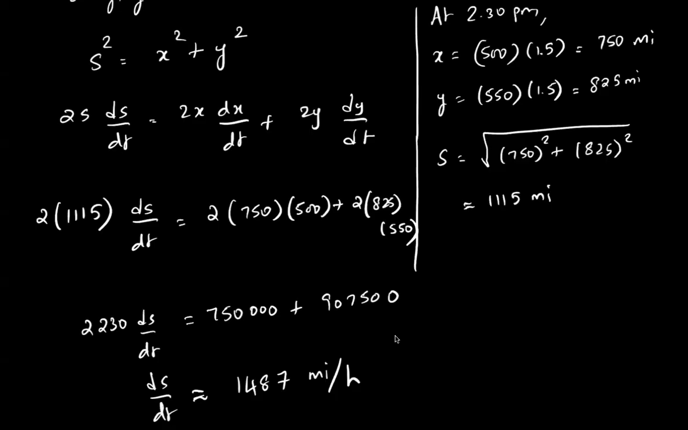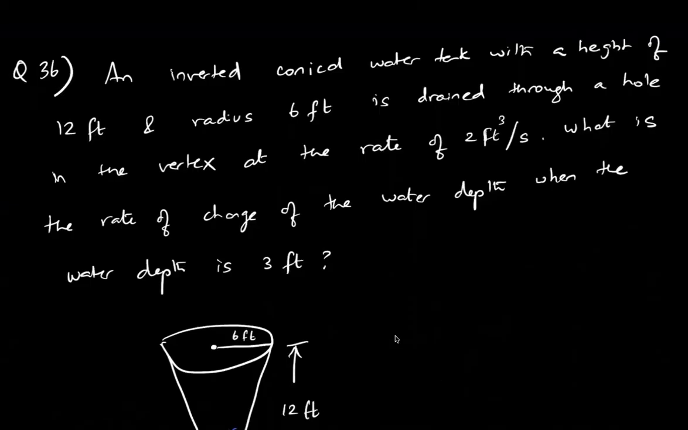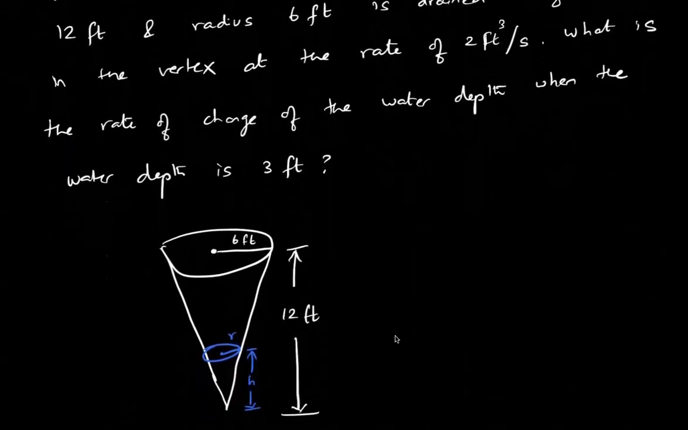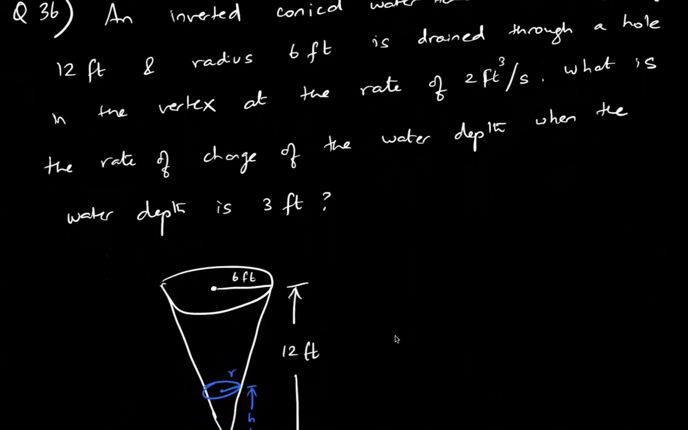So these two problems that we just did use the Pythagorean theorem and the right triangle for calculating the rate of change. Now in this next problem, we are going to look at a right circular cone, right? So there is an inverted conical water tank with a height of 12 feet and radius of 6 feet. Now these two measurements, the 12 feet height and the 6 feet radius, are never changing, right? So those dimensions remain intact.